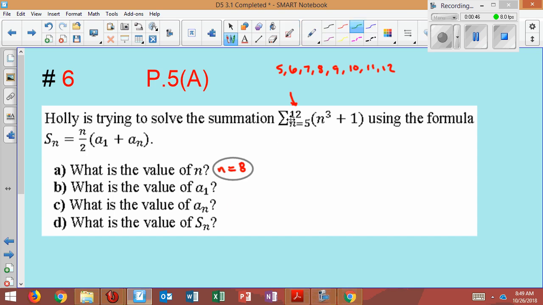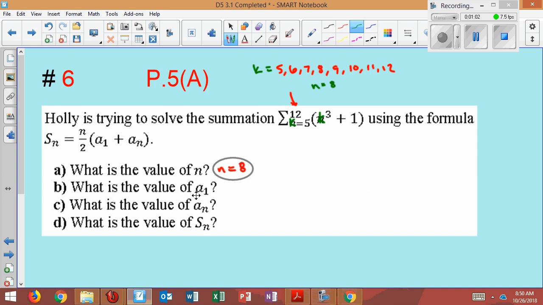To make this easier, let me call this one a K. And that way we're not confused. So this is K here. And we'll say that this refers to N. So N is 8. There are a total of 8 terms. So we'll do it that way.